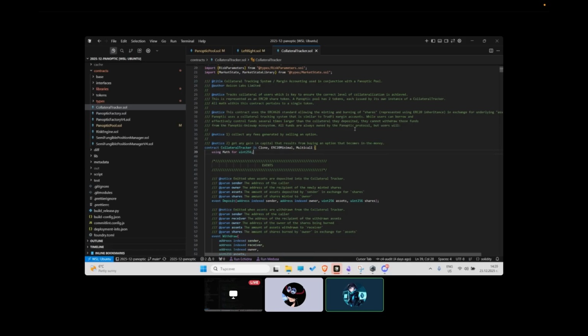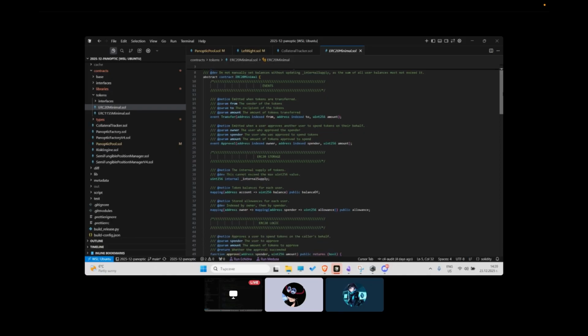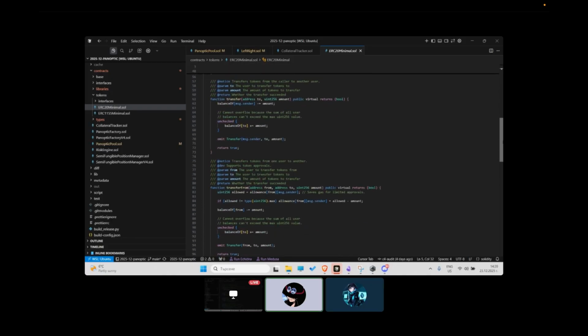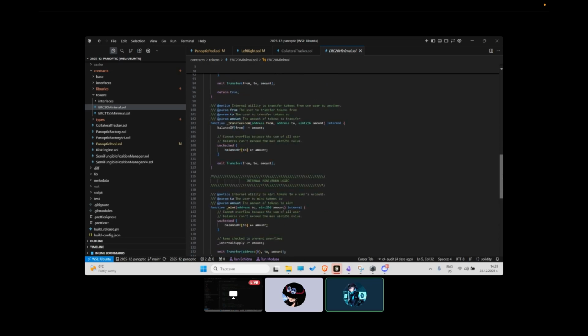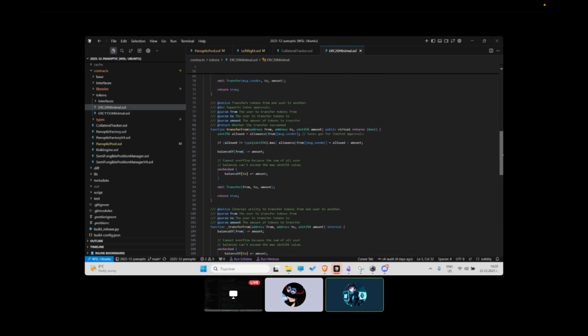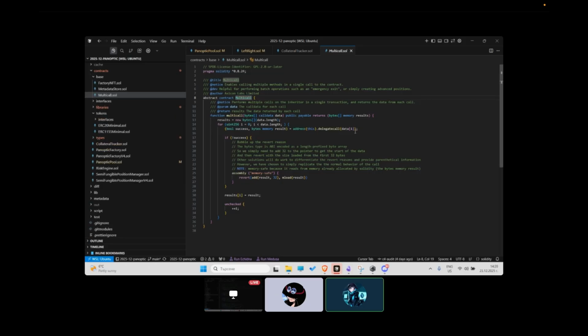And this ERC20 minimal, what is it? It's just basic functions. Transfer, approve, transferFrom. Just the basic ones, regular stuff. Okay, cool. And the multicall should be the same as we saw. Yeah, it's fine.